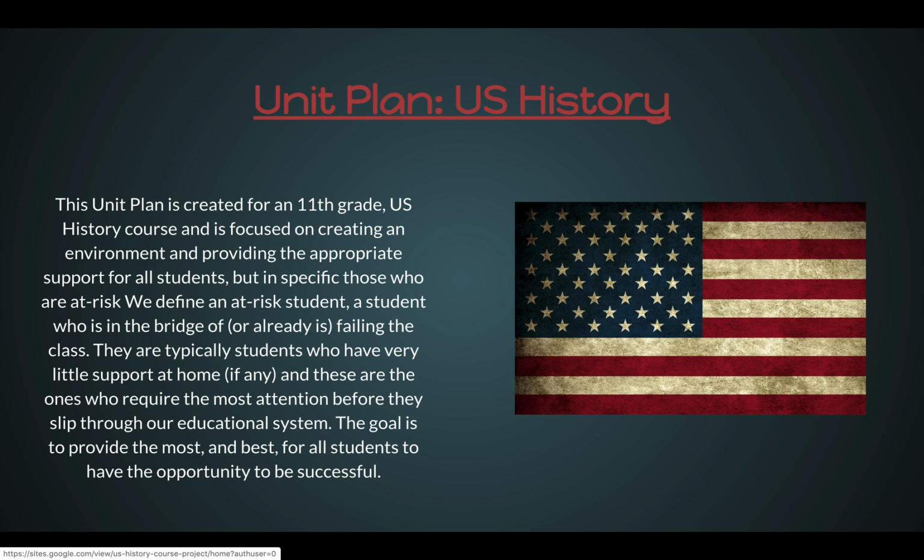So moving on, this unit plan has been created for 11th graders. It's a U.S. history course being focused on creating an environment and providing the appropriate support for all students, but in specific, those who are at risk. We define an at-risk student as a student who is on the verge of or already is failing the class. They are typically students who have very little support at home, if any, and these are the ones who require the most attention before they slip through our educational system. The goal is to provide the most and best for all the students to have the opportunity to be successful.